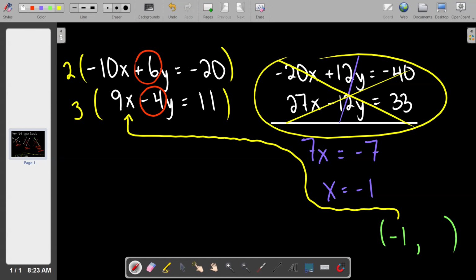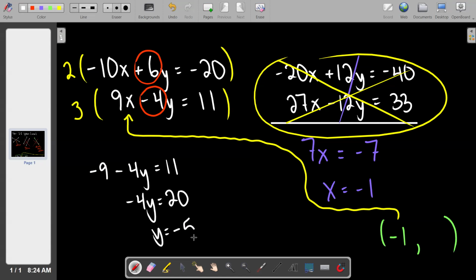So we're going to take the -1 and put it right there because it's an x. So what's my bottom equation going to say? -9, because that's 9 times -1, minus 4y equals 11. And then it's just math from here, right? Add 9, you get -4y equals +20. Divide both sides by -4, and you get y equals -5. And then you take that other half of the answer and you drop it into the little house over here that you made, and you're done. So those are the 3 levels of elimination.